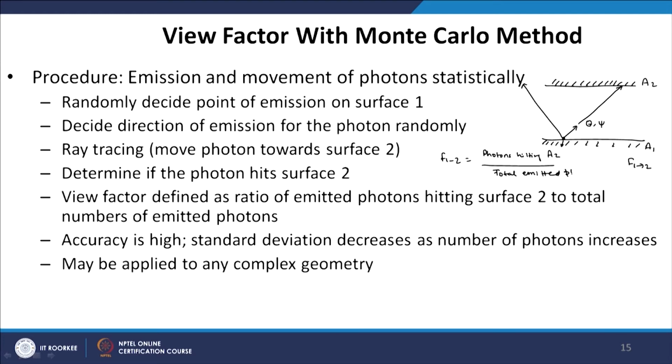So, in this way you can calculate the view factor with very simple algebra using random numbers. The method has very high accuracy, although you have to simulate a large number of photons. As with any statistical method, the accuracy depends on the sample size, so the sample size should be large enough if you want good accuracy. It can be applied to any complicated geometry. As you increase the sample size, the standard deviation will also decrease.